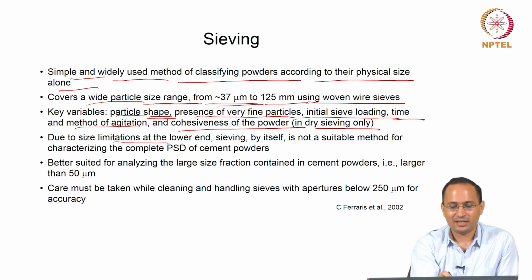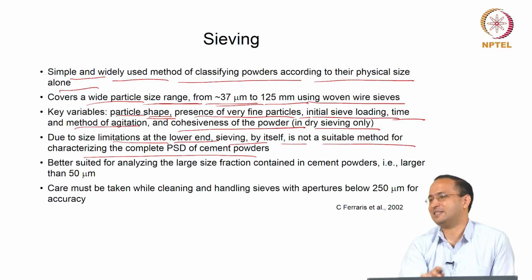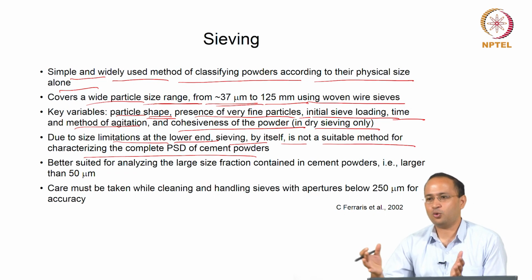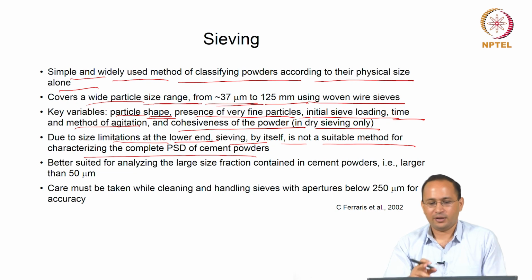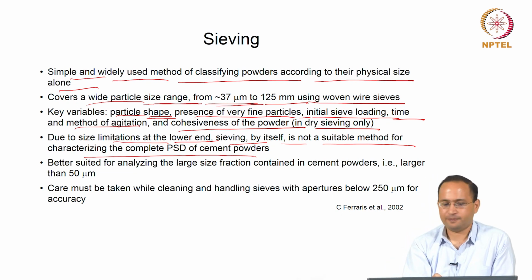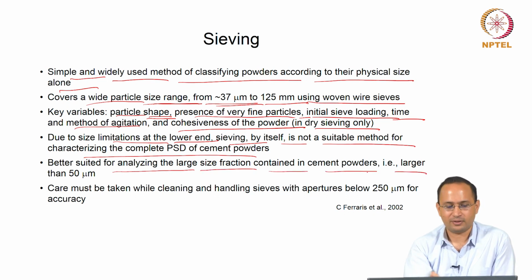Due to the size limitation at the lower end, we cannot go below, for example, 30 microns; that becomes really difficult to sieve. So, sieving by itself is not a suitable method for characterizing the complete PSD of cement powders. We can use it for coarse materials, but for cement, where your particle size ranges from less than a micron to hundreds of microns, it may not be a suitable method. It is better suited for analyzing the large size fraction contained in cement powders, for example those larger than 50 microns.